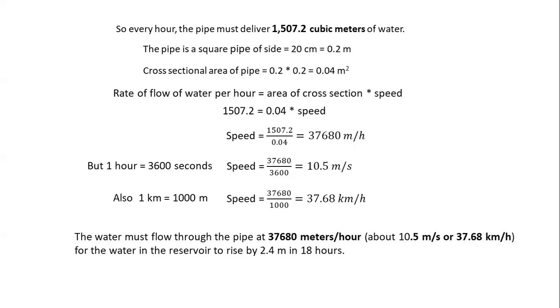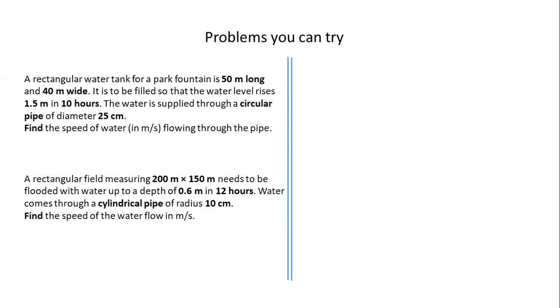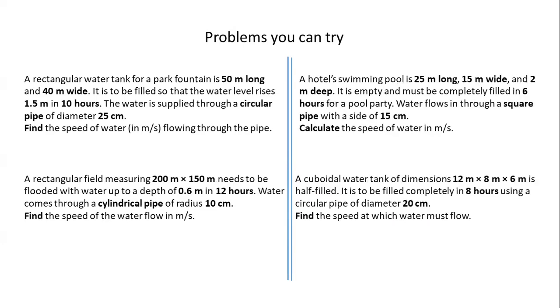Clear? Now, problems you can try. I've given you four problems here. This is one, this is the second, this is the third, this is the fourth. You can try these on similar lines. You get an idea how we are calculating, and these are all practical problems which happen. The first question is about a park water fountain, then a rectangular field, a swimming pool or a tank. This is how we use the mathematics concept of volume and speed in daily practical ways.